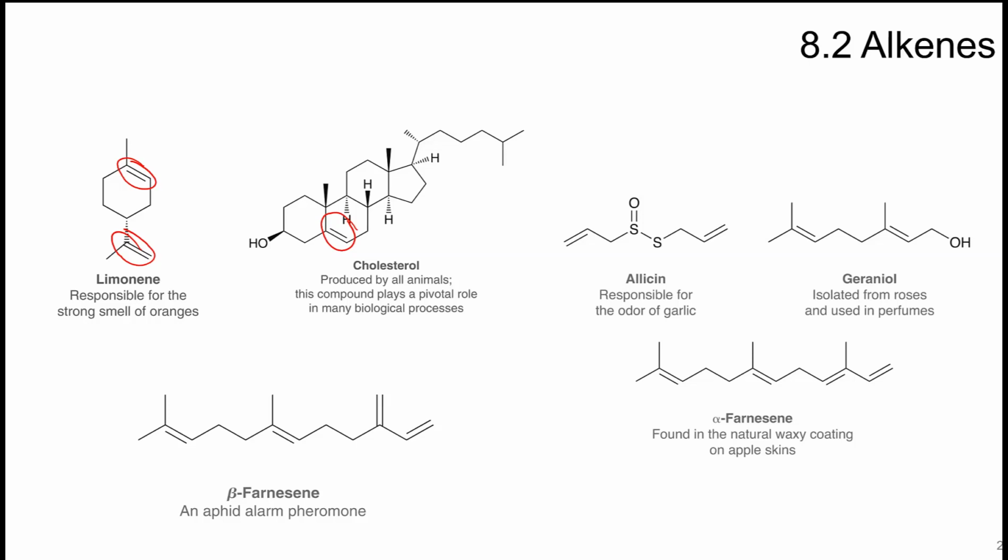Allicin, which is part of the odor of garlic, has alkenes. And we can see geraniol, which is used in perfumes, and that comes from roses. Beta-farnesene is another alkene that has several double bonds here, there's 4. Alpha-farnesene is found in the natural waxy coating on apple skins.